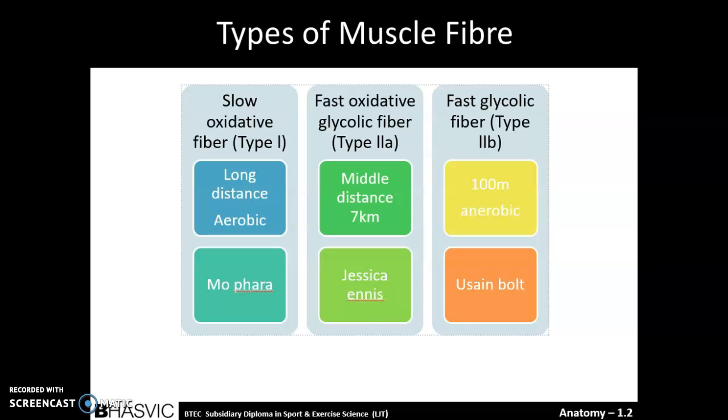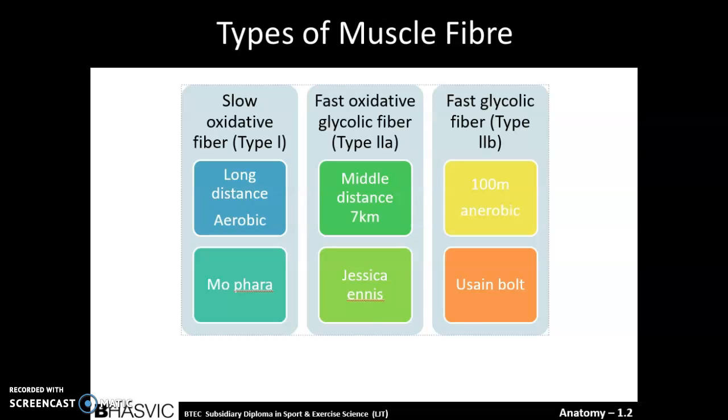The second type of muscle fibres is fast oxidative glycolytic fibres. These are known as type 1A. These are the most common for middle distance runners, an average of about 7K.